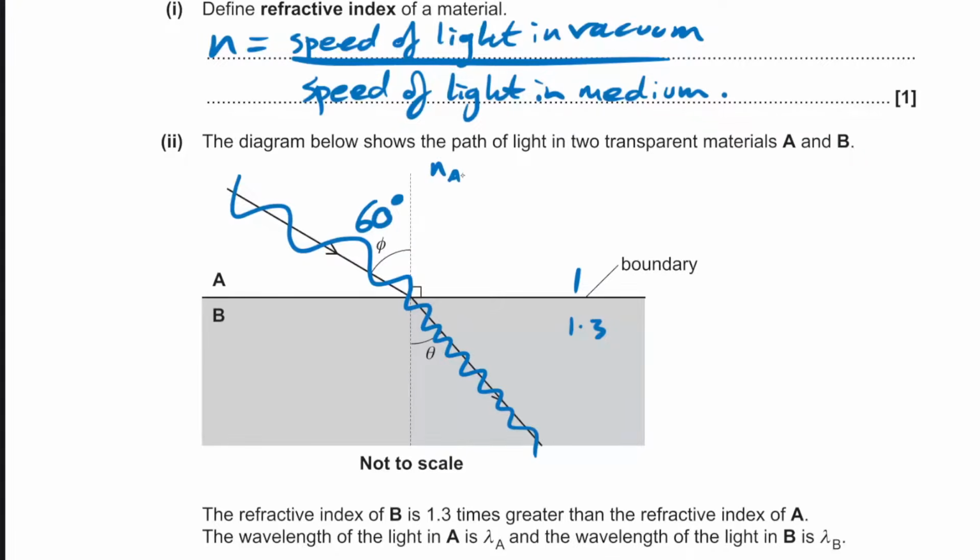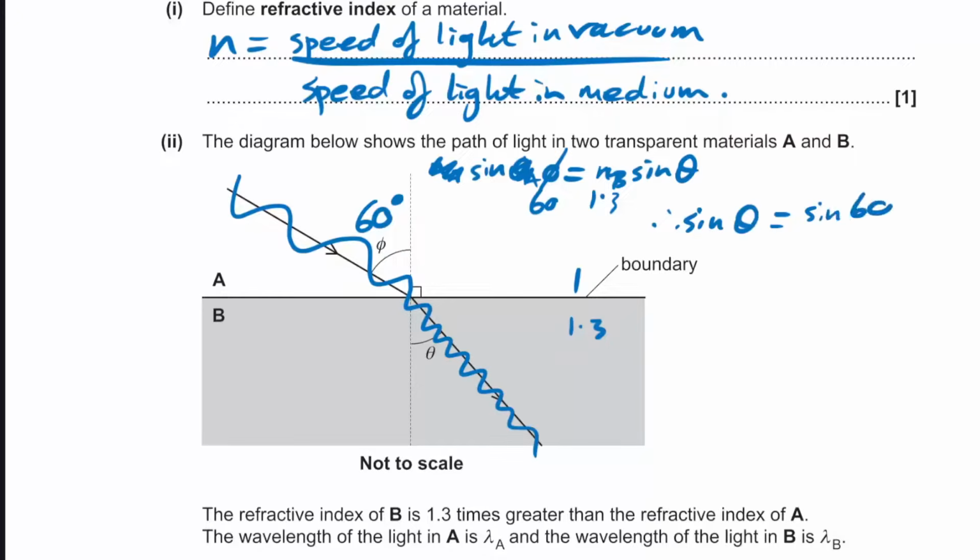So I'm just going to say N_A sine theta A, or sine phi, let's go with that, is equal to N_B sine theta. We can just say that this is 1, this is 1.3, this is 60 of course, so therefore sine theta is equal to sine 60 over 1.3. So let's do sine 60 over 1.3 first, and we end up with 0.666, so inverse sine that, and it gives us 41 degrees.